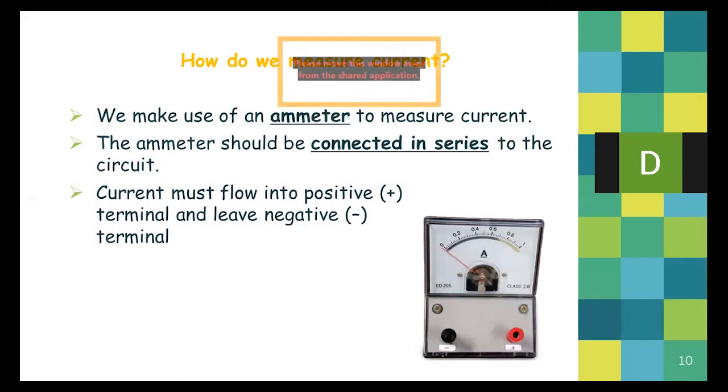But which is the device that we use to measure electric current? We make use of an ammeter to measure electric current. This is the device, the component or the instrument that we use to measure electric current. The rule to connect an ammeter is always in series with the circuit. Previously, you have learned something about circuits, components, diagrams, and so on. And current must flow into the positive terminal and leave the negative terminal of the cell, as you have learned previously. Okay, so that's all about electric current.